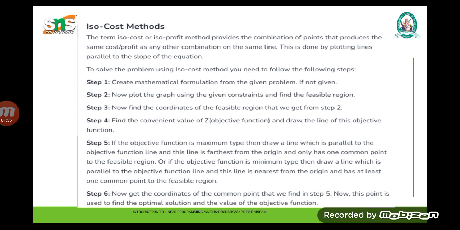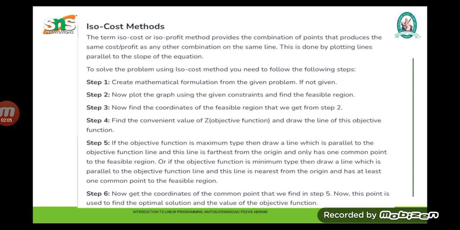My first step is create a mathematical formulation from the given problem if not given. If suppose a case study is given without giving a linear program, without giving in the format of linear programming, then we have to convert that case study problem into an LPP model. LPP model is nothing but it should have an objective function, it should have subject to the constraints, and it should have non-negative constraints.